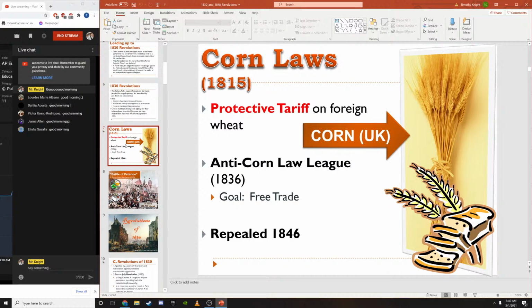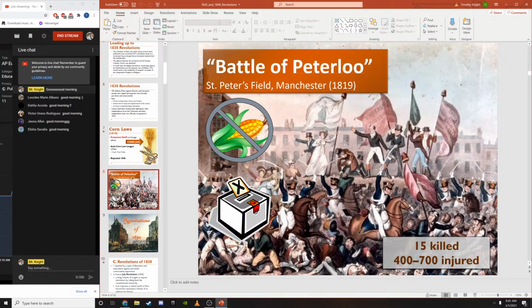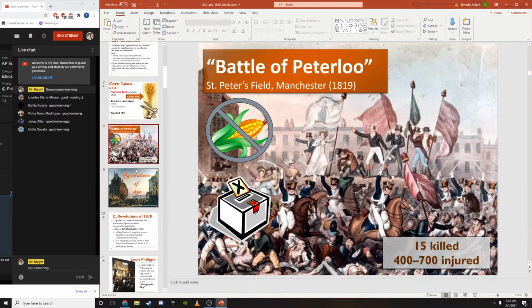And they lasted a long time. The Corn Laws were in place for about 30 years, but they do get repealed in 1846. One of the reactions to the Corn Laws was sometimes called the Battle of Peterloo, or the Peterloo Massacre, which you've learned about before. This happened in Manchester in 1819, and it was a riot against the Corn Laws at the time, and 15 people were killed and another 400 to 700 people were injured in the Peterloo Massacre.